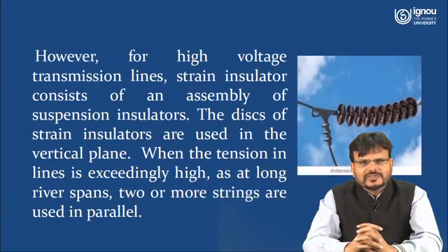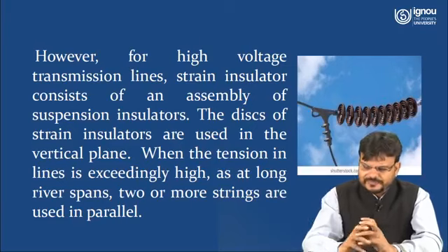However, for high voltage transmission lines, the strain insulator consists of an assembly of suspension insulators. The discs of the strain insulator are used in the vertical plane. When the tension in the line is exceedingly high, as in long river spans, 2 or more strings can also be used to transmit this electrical power.